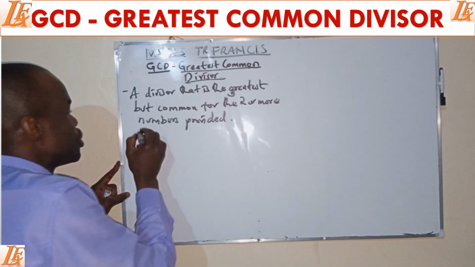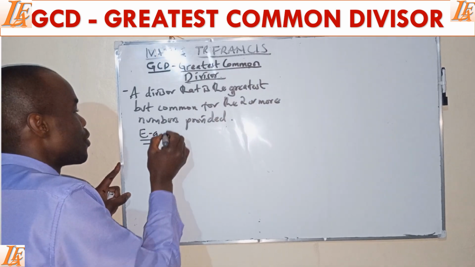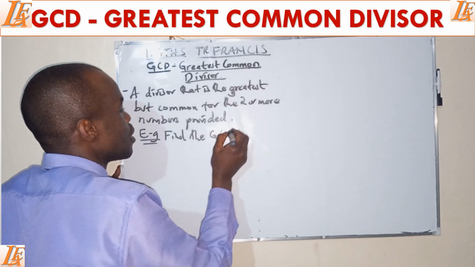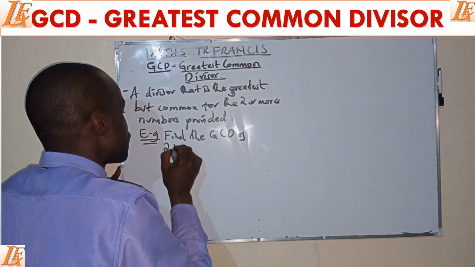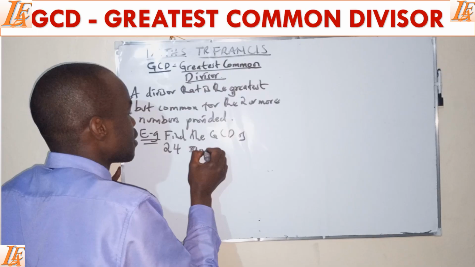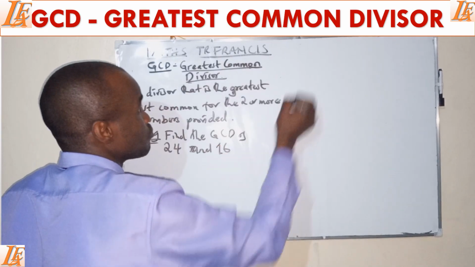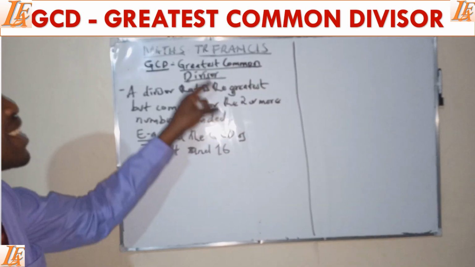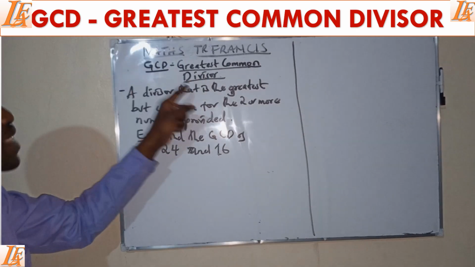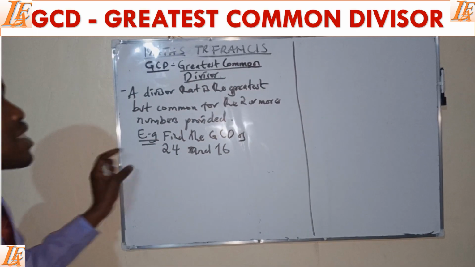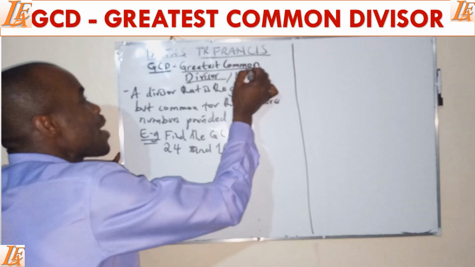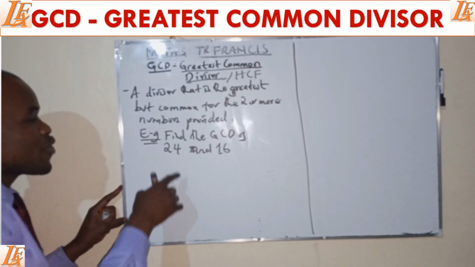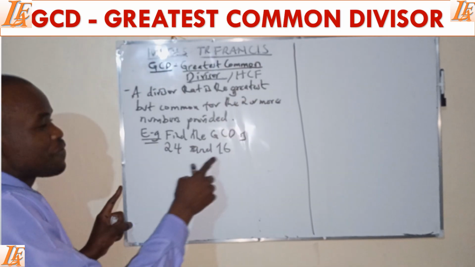Let us do an example. E.g., find the GCD of 24 and 16. Let us use this as an example. Now, because we are talking about GCD, a divisor, we realize divisors are also called factors. That's why the other name for this is highest common factor, HCF. So we look for factors for 24 and factors for 16.